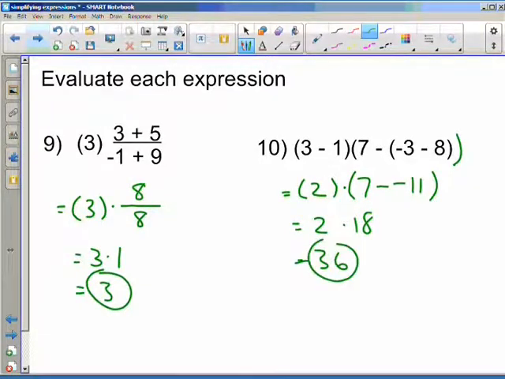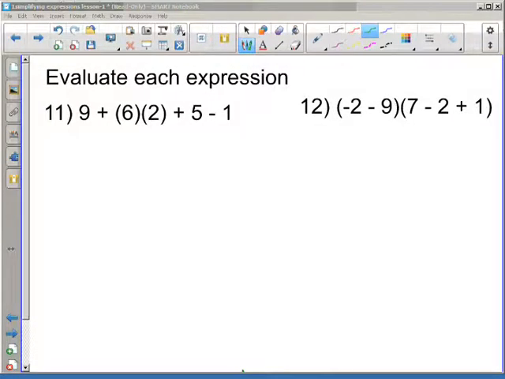And we get 36. Go ahead and try both of these on your own and then hit play and you can see how you did.